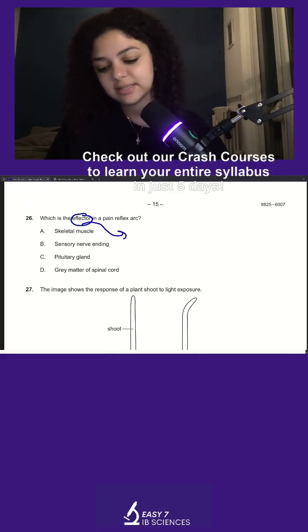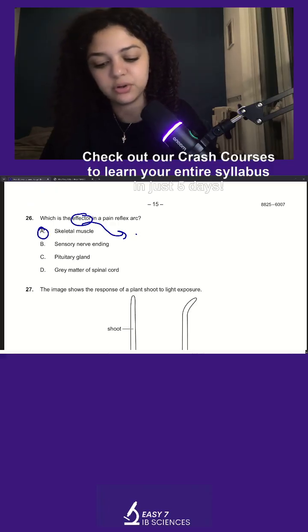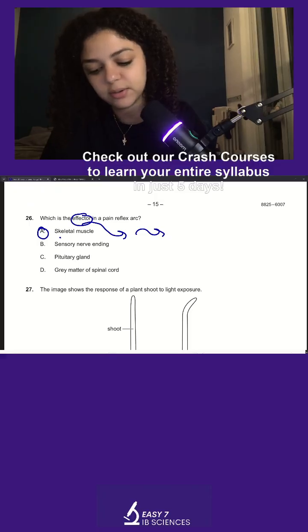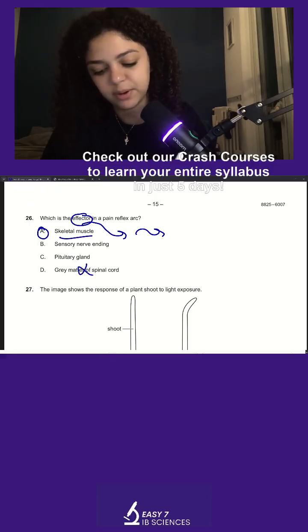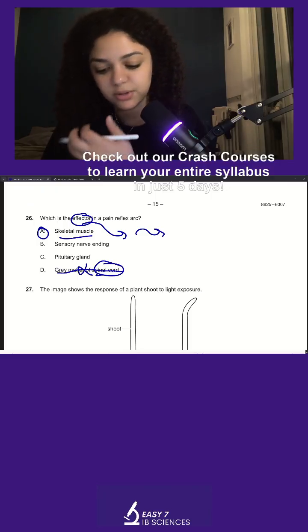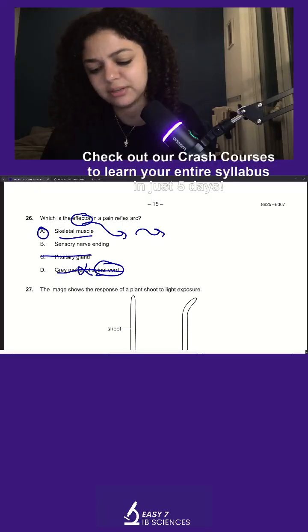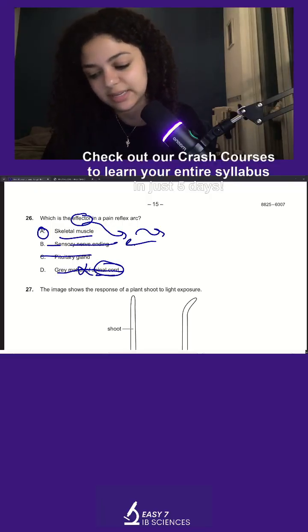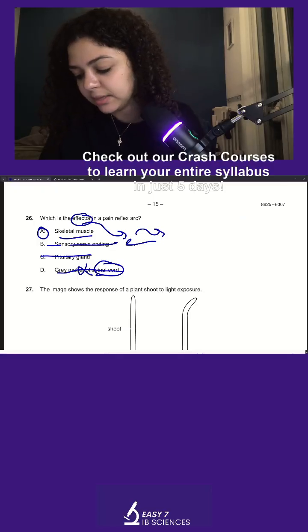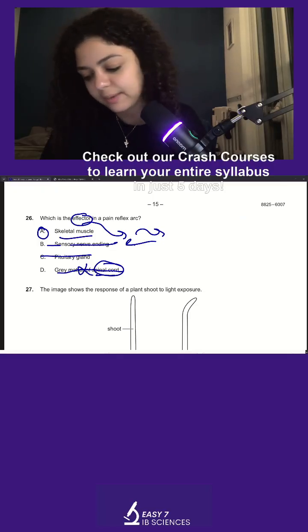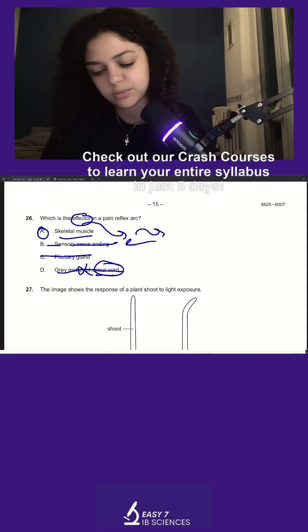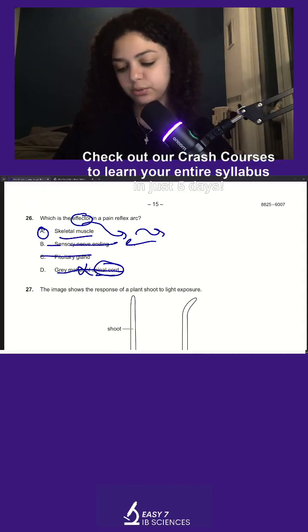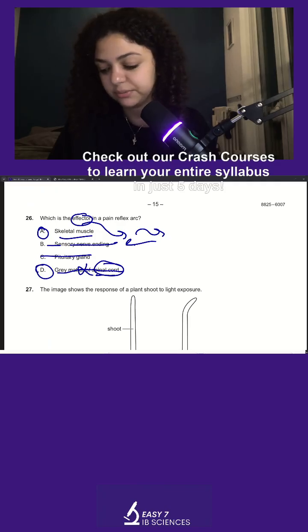A, so easy, nice, exactly. So the effector is the one that's actually causing the effect, the change, not the sensing, and therefore it is the skeletal muscle. Be careful, it's not the gray matter of the spinal cord. You might get that confused because you do need to know what the white matter and the gray matter is according to your new syllabus. Definitely not the pituitary gland, and definitely not the sensory nerve because that's the one that senses things. I think this one's pretty self-explanatory, but don't get it confused. I think the most difficult one would be D.